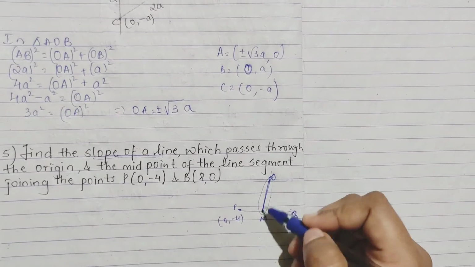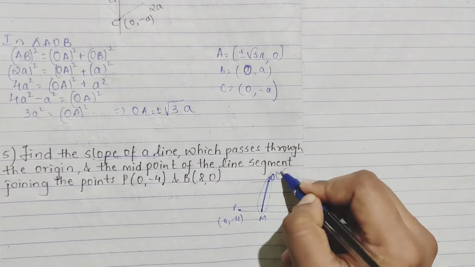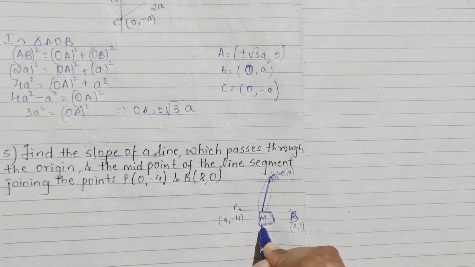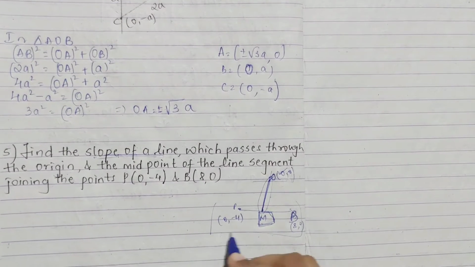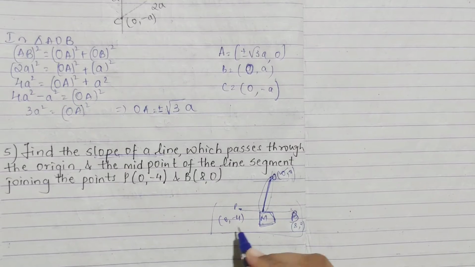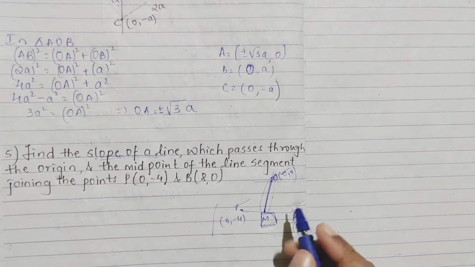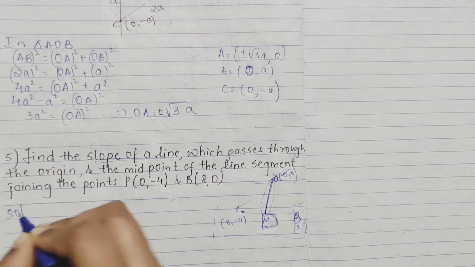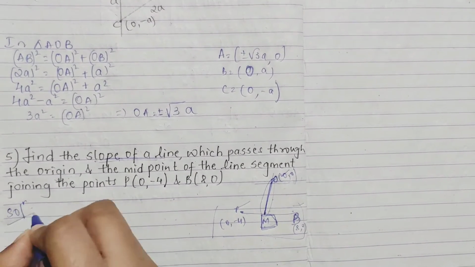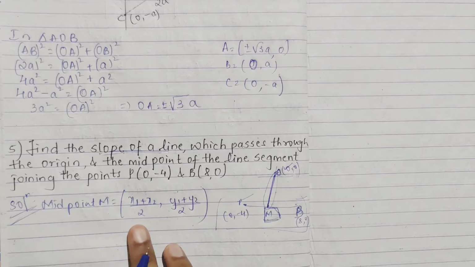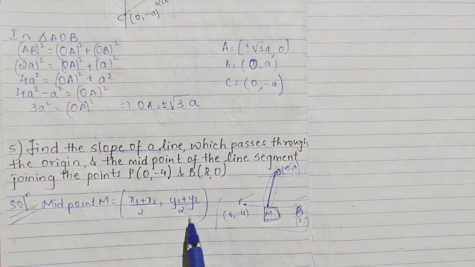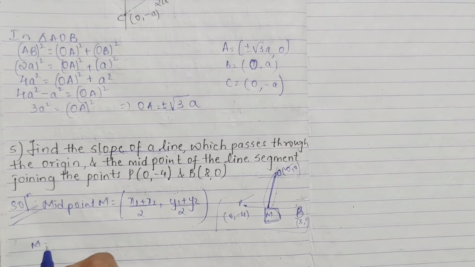To find your slope, you have one point, the origin (0, 0), but the midpoint also we need. To find the midpoint, you have to make use of your midpoint formula first. When two points are given, you can find the midpoint, and then you can find the slope. This is just a rough diagram so that you can understand it. So the midpoint formula is given as (x1 plus x2) divided by 2, (y1 plus y2) divided by 2. So we'll find it out.